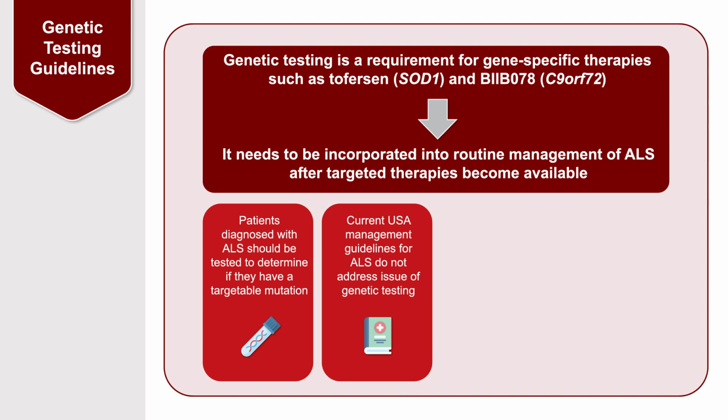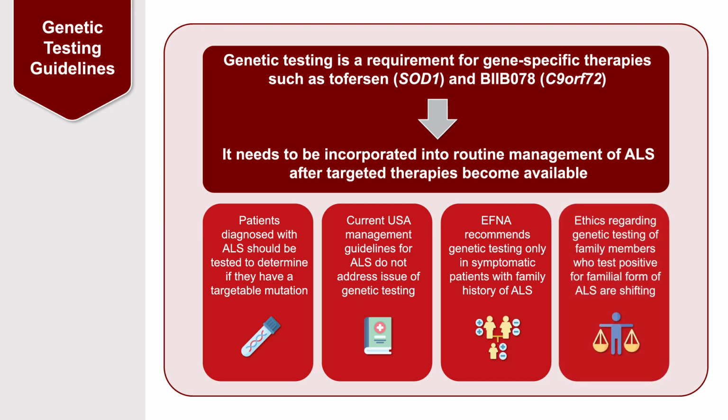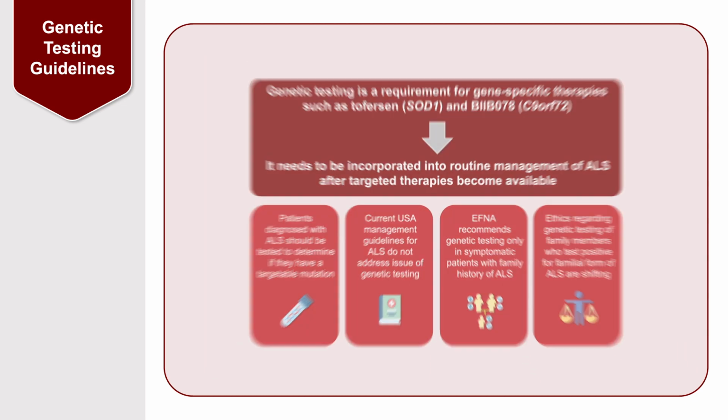Currently, U.S. management guidelines for ALS does not address the issue of genetic testing, and the European Federation of Neurological Societies recommend genetic testing only in symptomatic patients with a family history of ALS and not in patients with sporadic ALS. The community has to discuss the ethics regarding genetic testing of family members of patients who test positive for a familial form of ALS. This area is constantly shifting, and as therapies mature and develop in the clinical development pipeline for targeted gene mutations in ALS, this becomes an important priority.